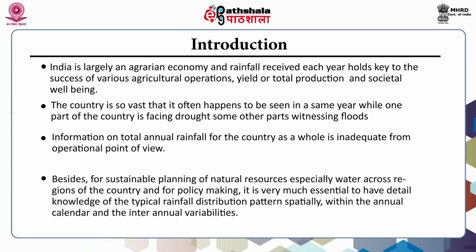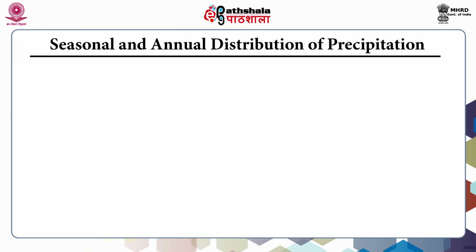Besides, for sustainable planning of natural resources, especially with reference to water, across regions of the country and for policymaking, it is very essential to have detailed knowledge of the typical rainfall distribution pattern, especially within the annual calendar and the inter-annual variabilities. Let's talk about the seasonal and annual distribution of precipitation in India.